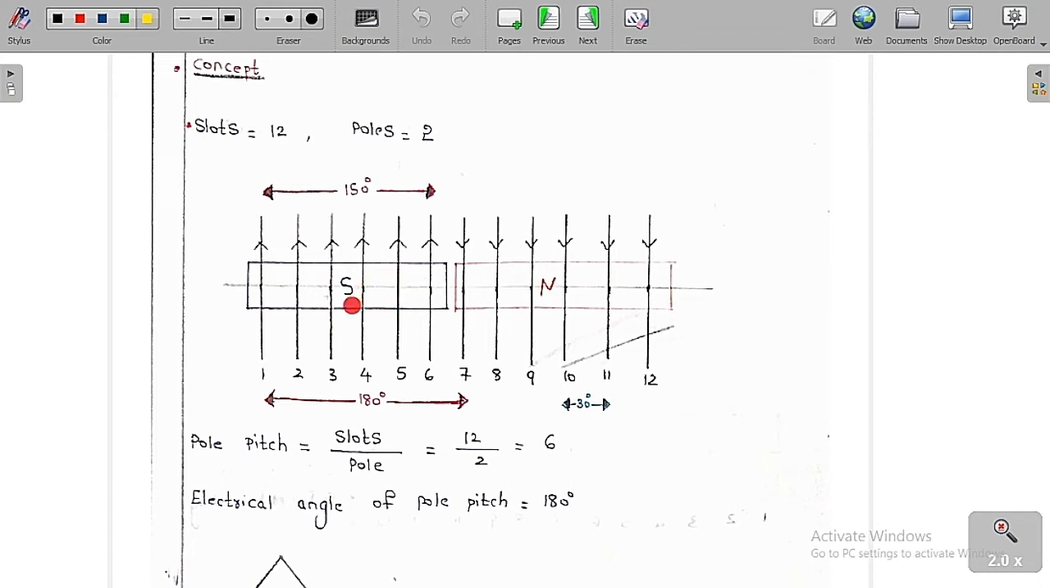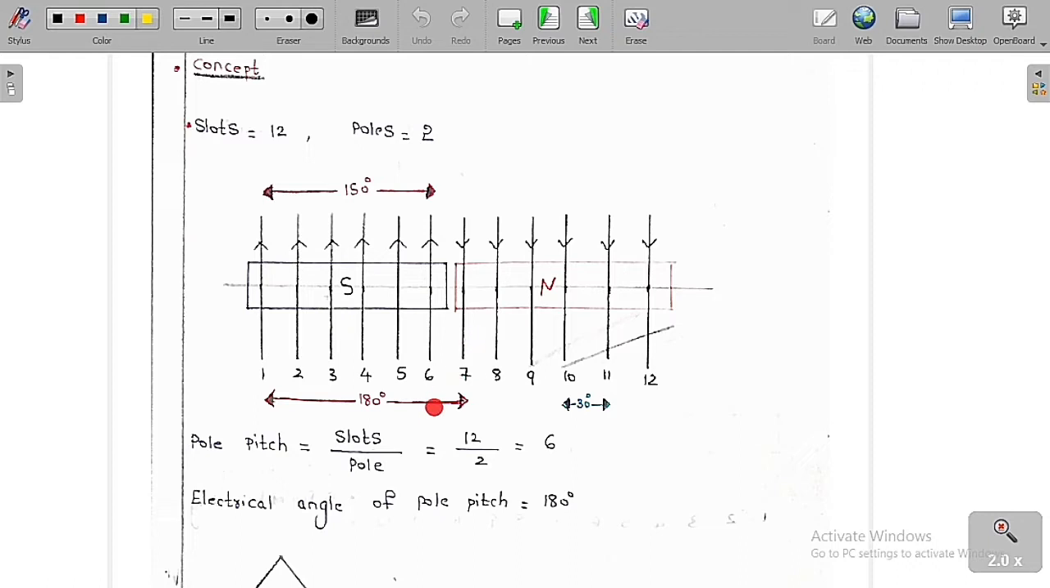Let me assume this is the south pole and this is the north pole. And also let me assume a small convention. For the south pole, I am going to assume the conductors which are present near the south pole will have the current going outward, whereas in the north pole it is the reverse case, it is coming inward, because whatever is outgoing should go through the incoming also. So under the south pole the currents are going to leave the conductors, whereas in the north pole the currents are going to enter the conductors. So this is some type of convention I am going to use here.